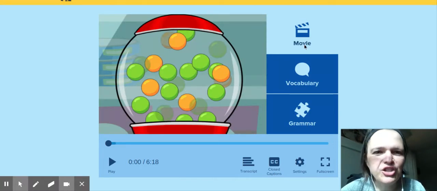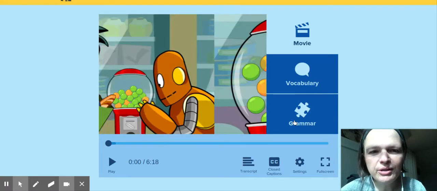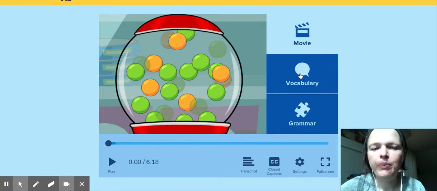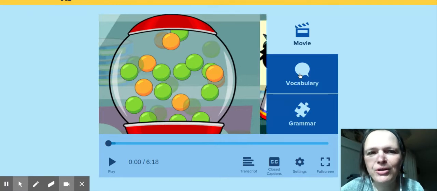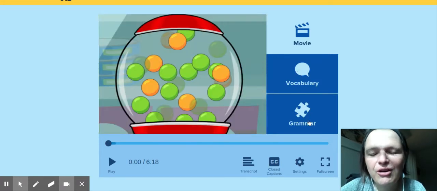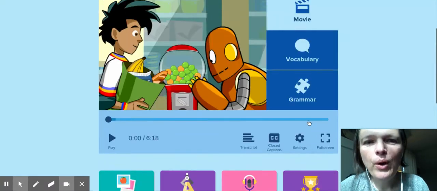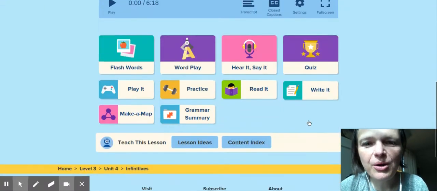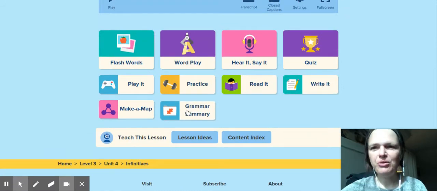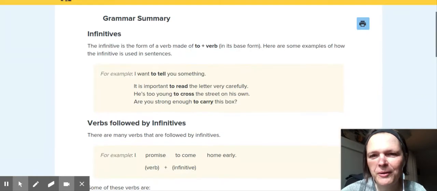So again, you're going to watch those 3 movies, 1, 2, 3. You'll click the closed captioning. The most important movie of the 3 is the vocabulary, because there are many math vocabulary words that we're going to look at. And then you're also going to look at the grammar. The grammar is about infinitives, and I'm going to show you what that means. When you're done watching those 3 movies, you're going to come down and look at the grammar summary. I'm going to walk you through the grammar summary. You'll click on grammar summary.